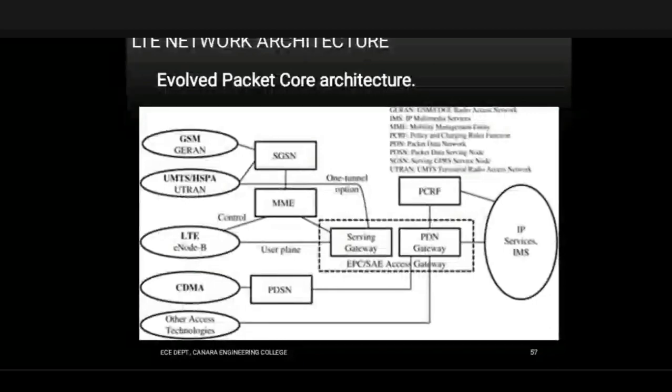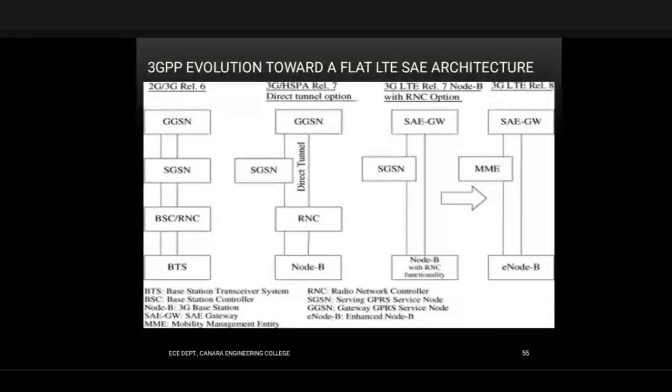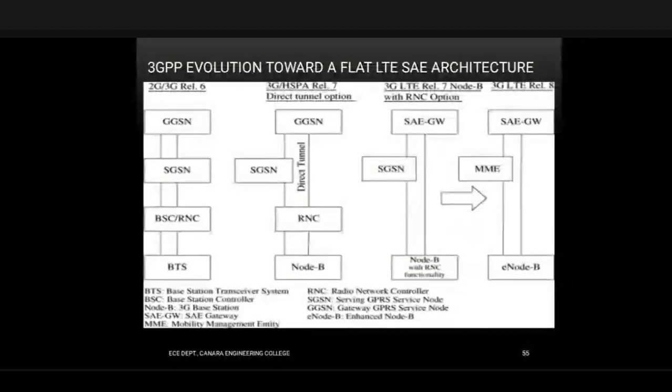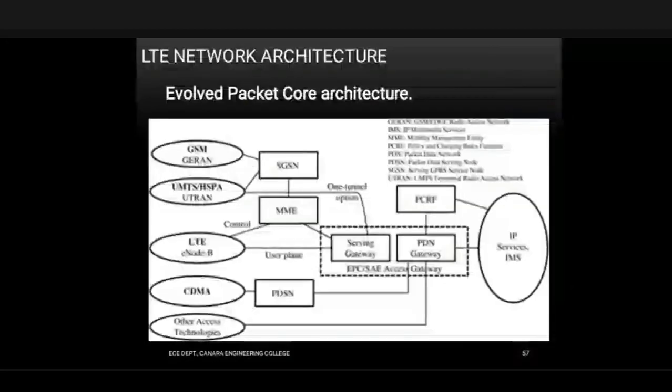This one and the previous one, this one. So don't get confused. This is the 3GPP evolution towards a flat LTE SAE architecture. Okay, so you're showing the evolution from two nodes in between to no node in between, in the last figure. So this is the evolution. You need to explain it with the block diagram, and this one is EPC. And see, just don't mess up the full form and the connectivity here.